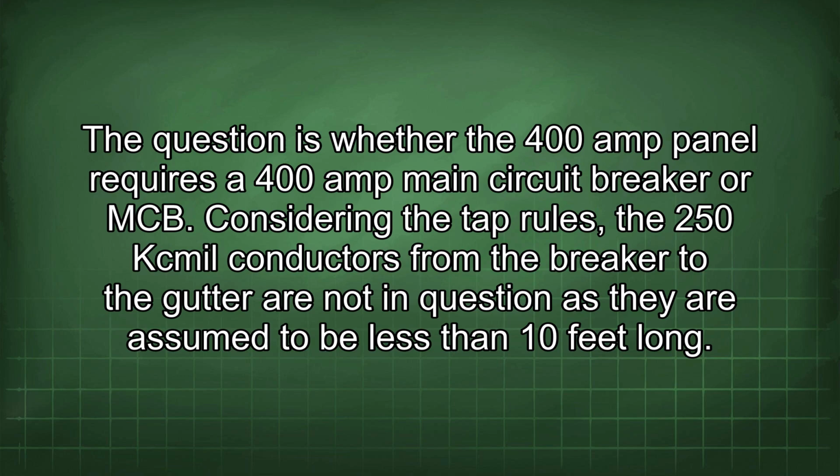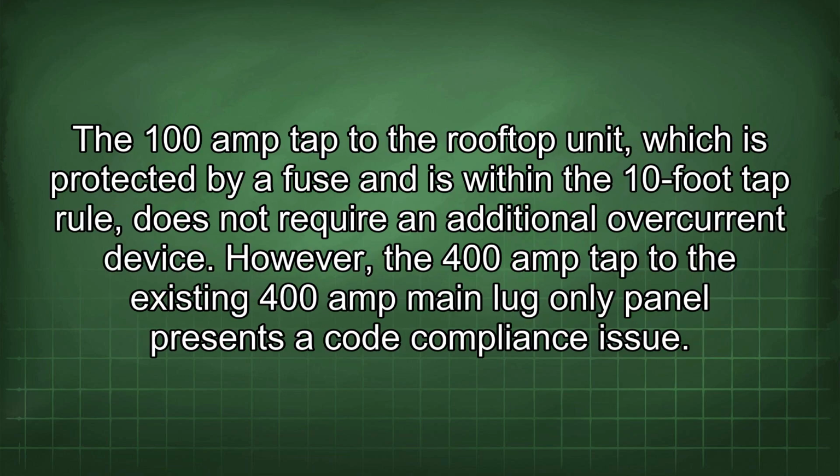Considering the tap rules, the 250 kcmil conductors from the breaker to the gutter are not in question as they are assumed to be less than 10 feet long. The 100 amp tap to the rooftop unit, which is protected by a fuse and is within the 10-foot tap rule, does not require an additional overcurrent device. However, the 400 amp tap to the existing 400 amp main lug only panel presents a code compliance issue.